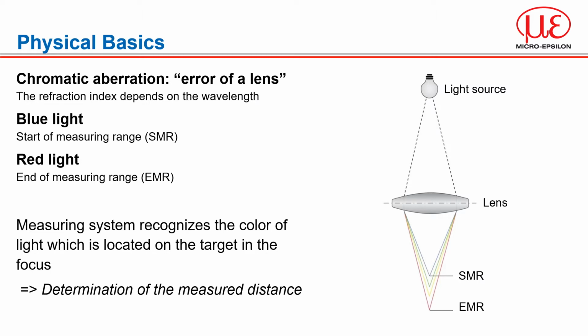So, if we have a light source and pass that through a diverging lens, the chromatic aberration or error in the lens will create the spread or rainbow of the individual colours. Understanding the colour returned from the surface of a target can then allow us to determine the distance to that target.